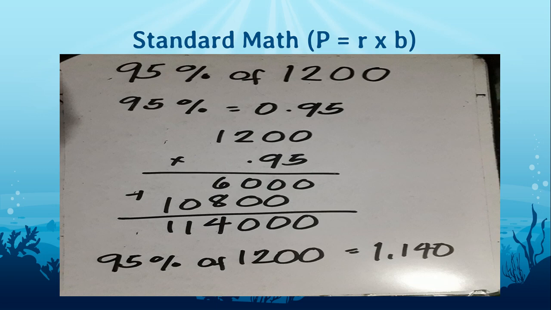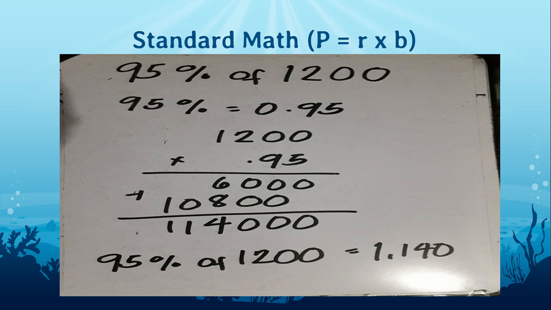Now, before we proceed to the shortcut, let me review with you the standard way of solving for percentage. The formula in finding percentage is P is equal to the rate times the base. We need to have the rate in percent and we multiply it with the base. For example, in standard math, we need to find 95% of 1200. In this case, 95% is the rate and 1200 is the base.